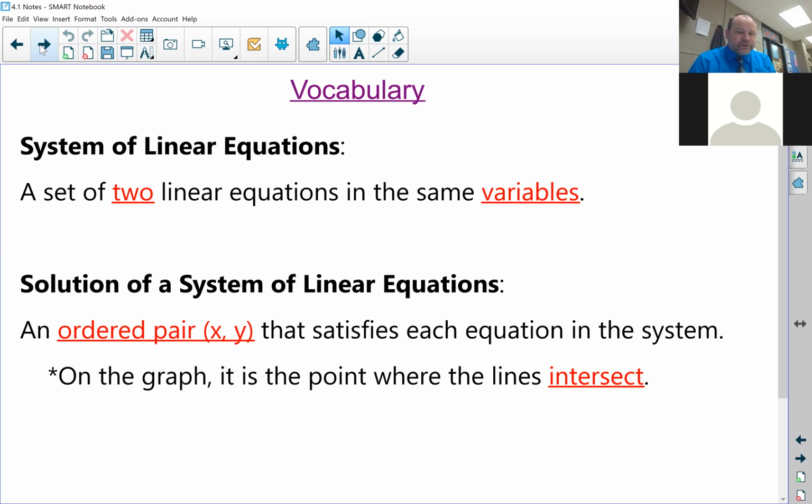The solution to a system of linear equations is an ordered pair, x, y. It's a point that satisfies each equation in the system. That is a fancy way of saying that that point is on both graphs, or makes both equations true. So on a graph, it would be a point where our 2 lines intersect. That's going to be the key for what we're doing today.